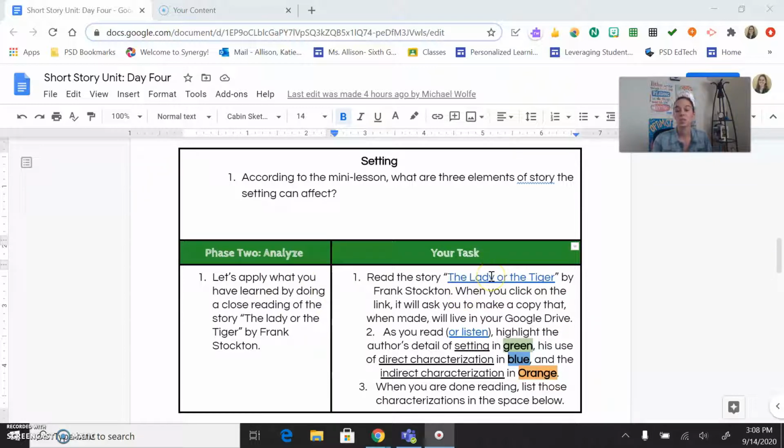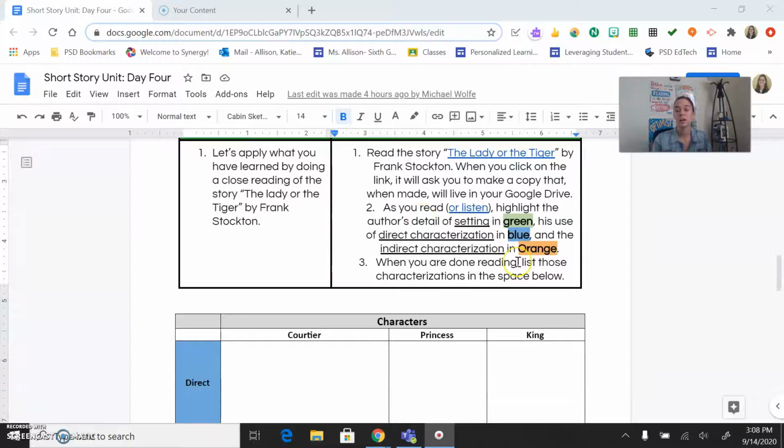Then down here we have analyze, so you're going to apply what you learned a little bit deeper by looking at the story. So when you click here, it'll make a copy of the story. You can also listen to it if that helps you better to understand it. And as you are reading, guys, you have a couple of directions here. You're going to look for the author's detail of setting in green, direct characterization in blue, and indirect in orange, just like you did up above and took notes on. You're now going to apply that in your story, okay?